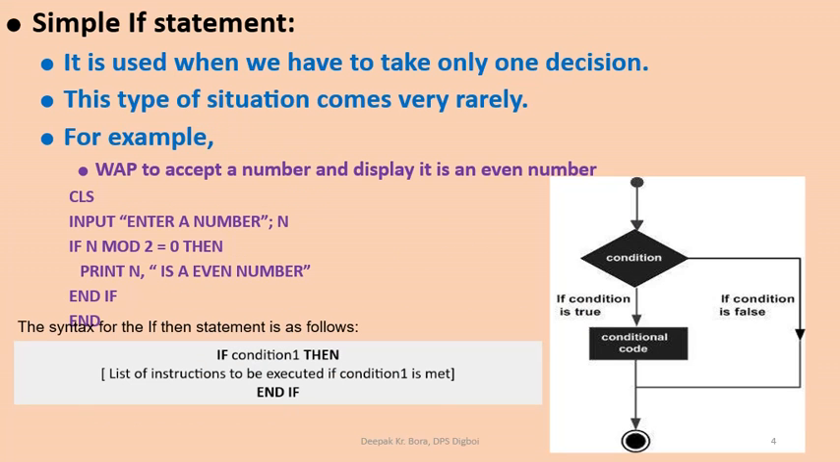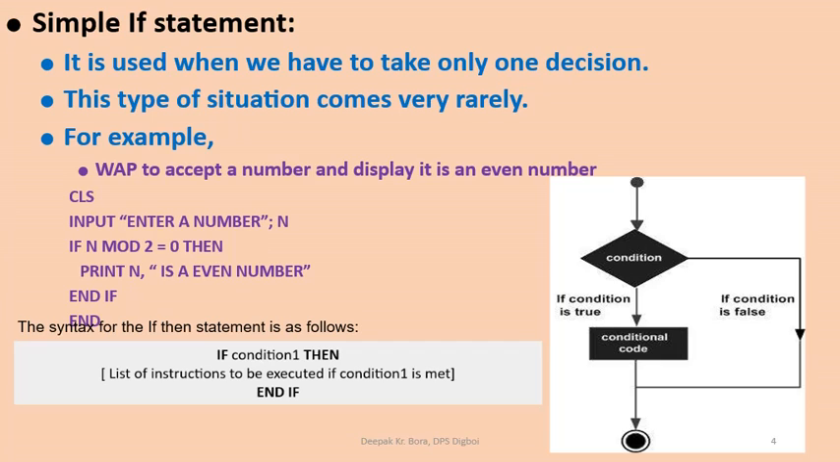Simple if statement. It is used when we have to take only one decision. This type of situation comes very rarely. For example, the question is: write a program to accept a number and display that it is an even number. Here we only have to display whether the number entered is an even number. We don't have to do anything else. So the program goes like this: CLS, input, enter a number n. If n mod 2 is equal to 0, then print n is an even number, end if.